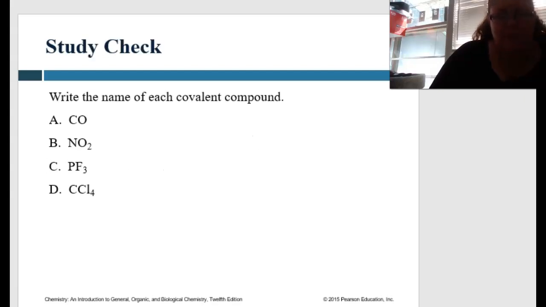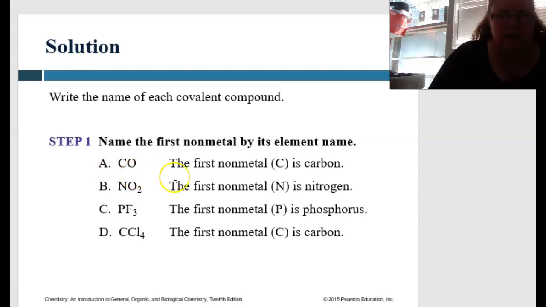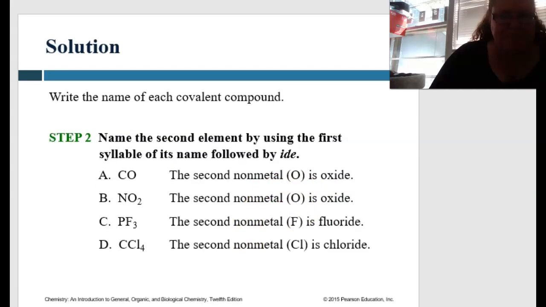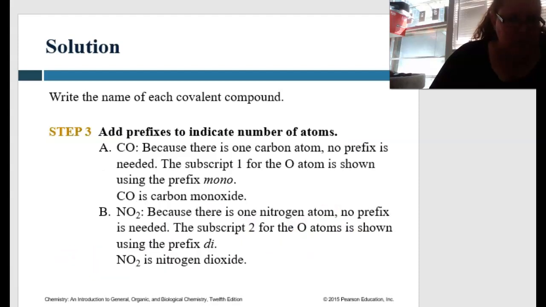All right, again, write the name of each of the covalent compounds. Pause me, come back. All right, so for these, the first nonmetal is carbon, the first nonmetal is nitrogen, the first nonmetal is phosphorus, the first nonmetal is carbon. The second nonmetal is oxide, oxide, fluoride, and chloride.